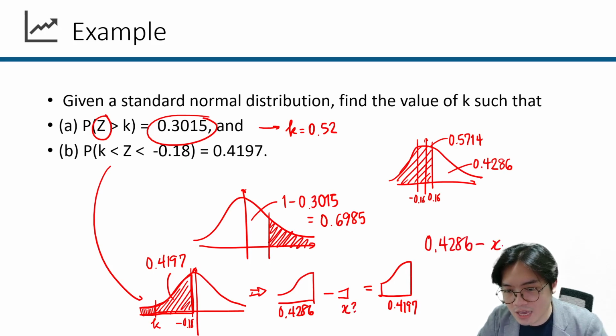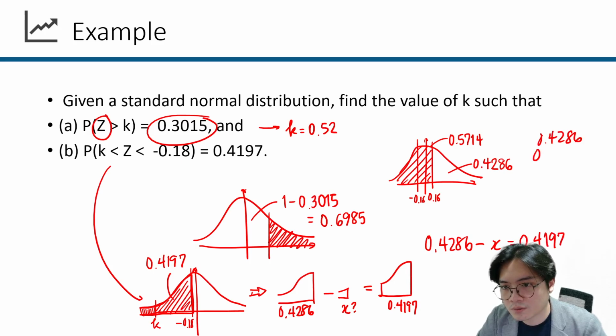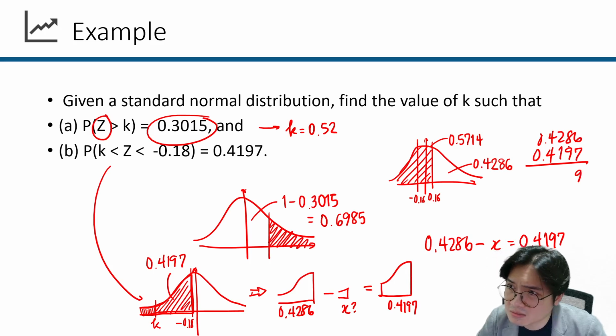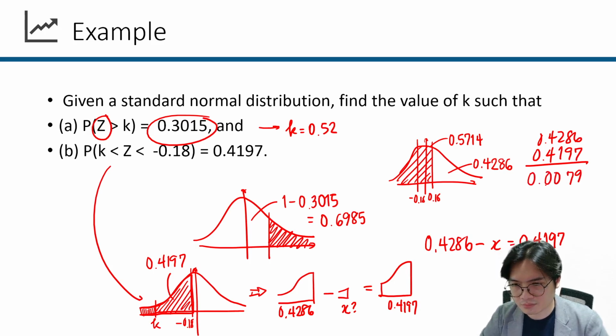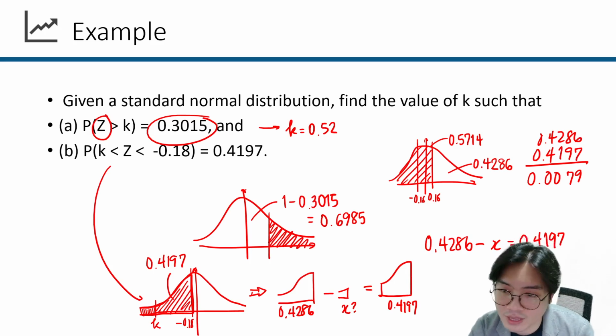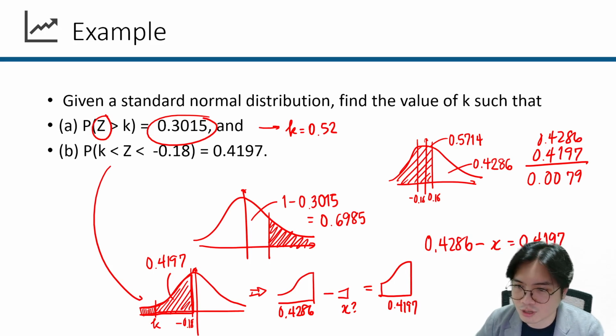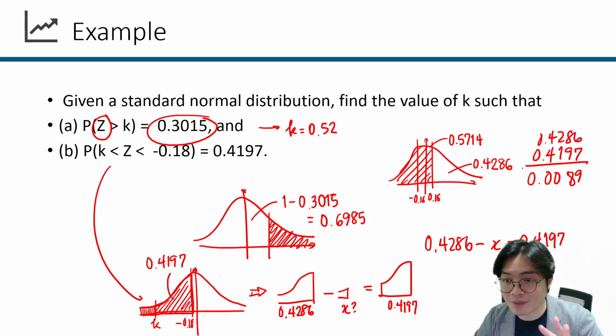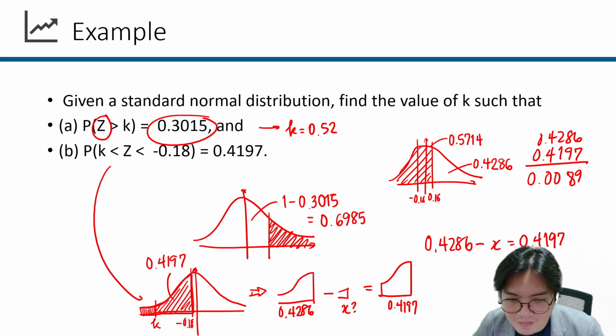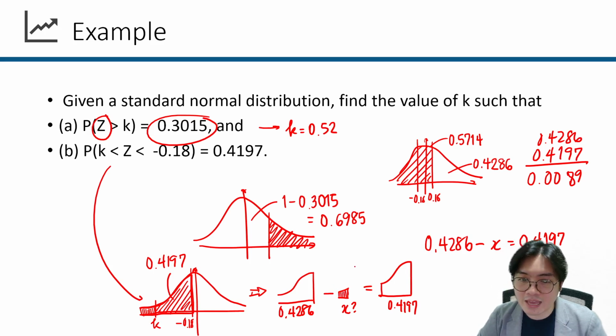And so we just have to find out what this value is. 0.4286 minus x is equal to 0.4197. If we took the difference of those two, we will get 0.0079. Is that right? Let me just get my calculator. 0.4286 minus 0.4197. Yeah. Oh, sorry, it's 0.0089. That is my bad. That means that this value in here needs to be 0.0089.